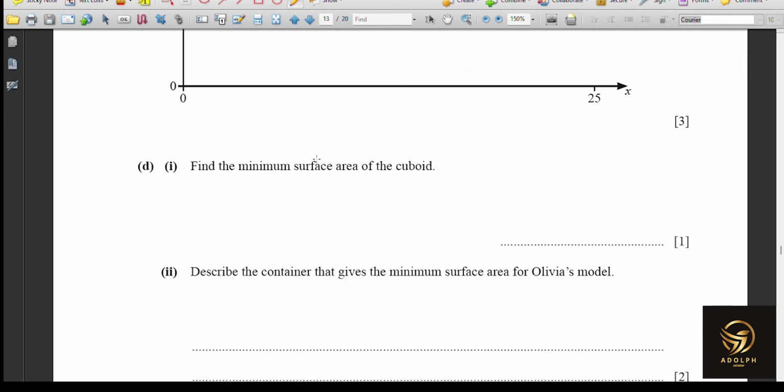Okay, next, to find the minimum surface area of the cuboid. You know that if you press G-Solve, you can get the minimum value. We are getting that minimum value as 600.